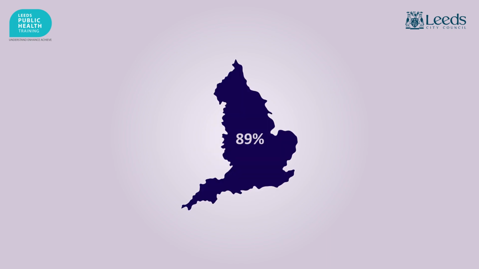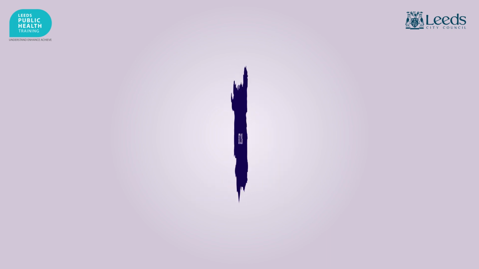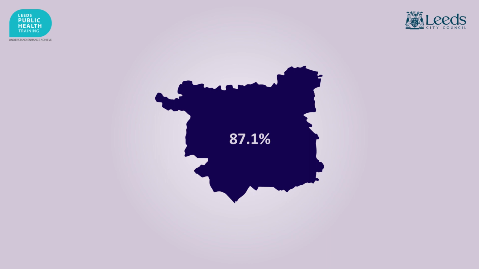In England, 89% of the population have received their measles, mumps and rubella vaccination, and in Leeds this currently stands at 87.1%. National, regional and local work is underway to improve this coverage, and this has been identified as a priority in NHS England's vaccination strategy and improvement plan.